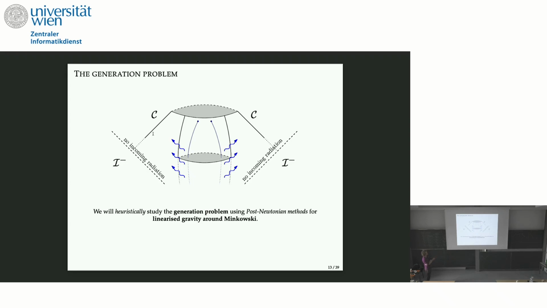Basically, what we want to do is consider, let's say, two infalling masses which come in from the infinite past, and then we want to apply some heuristic perturbative framework to understand how these masses will radiate up until some finite time.